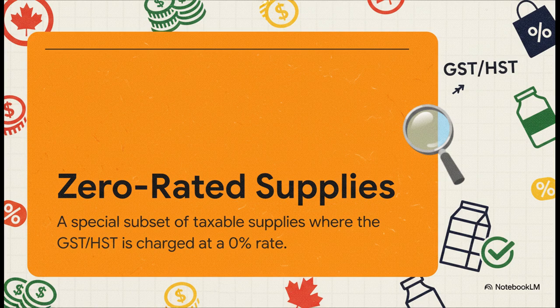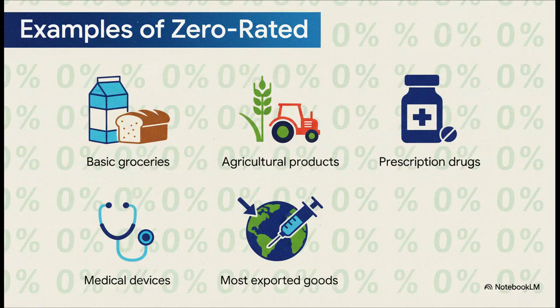Now, I know it sounds like a totally bizarre distinction, but the logic behind it is the absolute key to this whole system. And here are your classic examples. You'll probably notice a theme right away. These are often things we consider necessities, right? Basic groceries, prescription drugs, certain medical devices. The government wants to give consumers a tax break on these items, but, and this is the whole point, it wants to keep the businesses that provide these supplies fully inside the GST system.